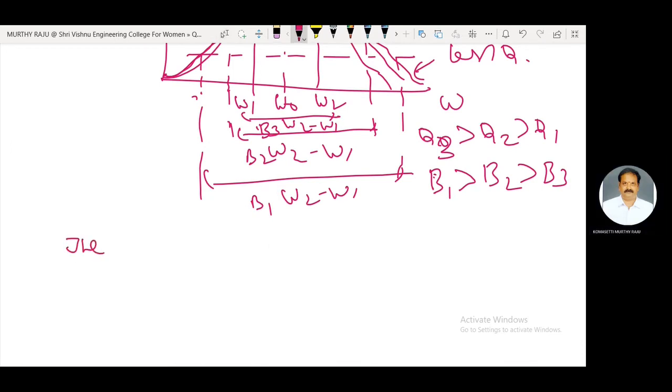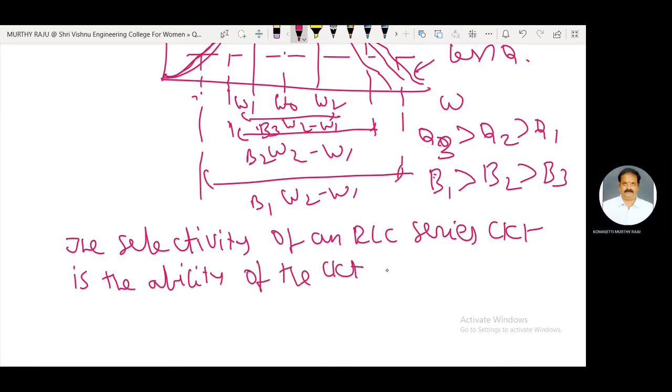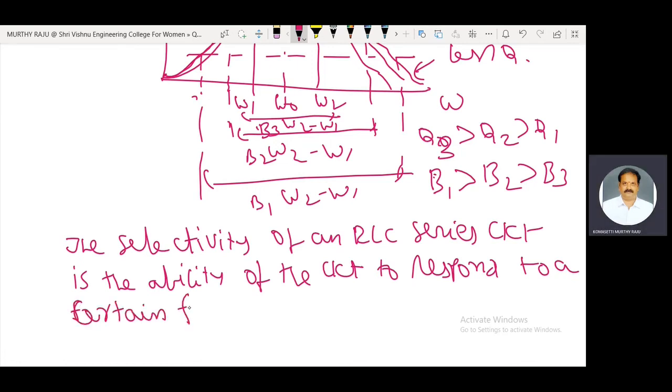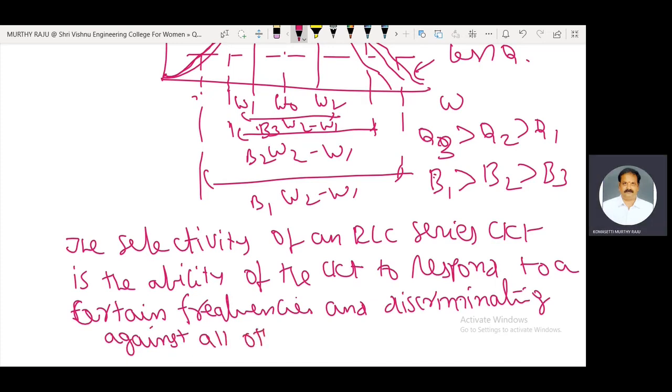The selectivity of an RLC series circuit is the ability of the circuit to respond to certain frequencies and discriminate against all other frequencies.